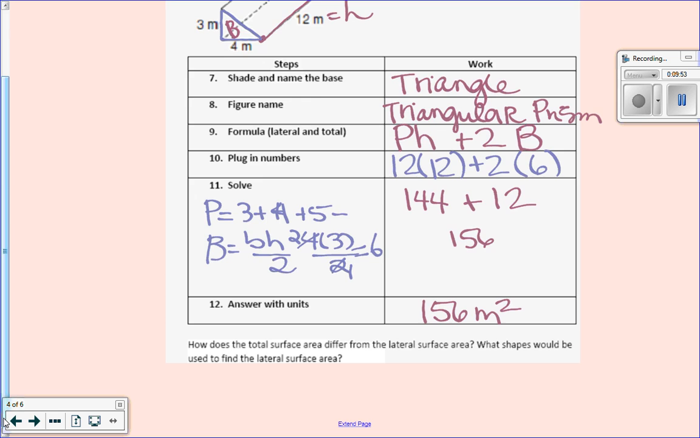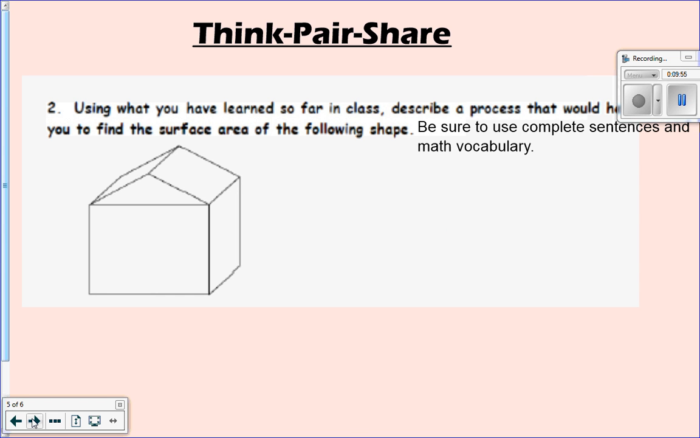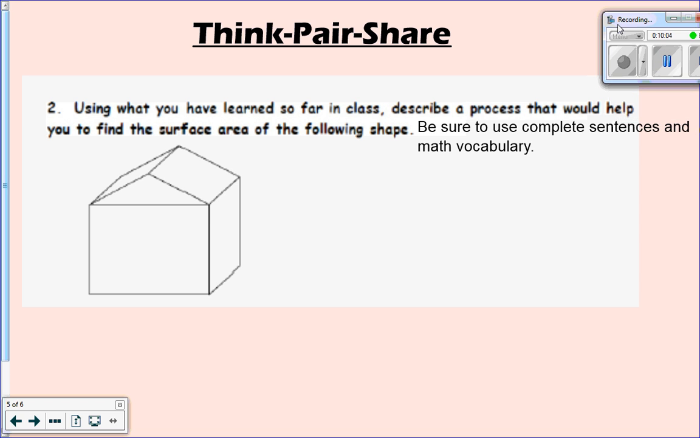All right, with your table, you're going to think, pair, share. So using what you've learned so far in class, describe a process that would help you find the surface area of the following shape. So with your table, write your complete sentences, discuss how you would find the total surface area, and then we're going to share what each table comes up with. Are we good? All right.